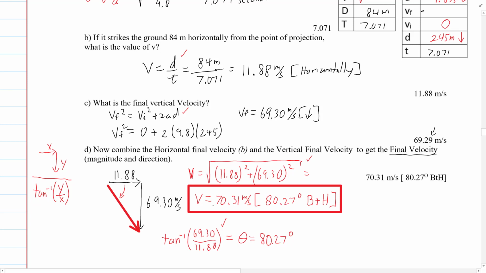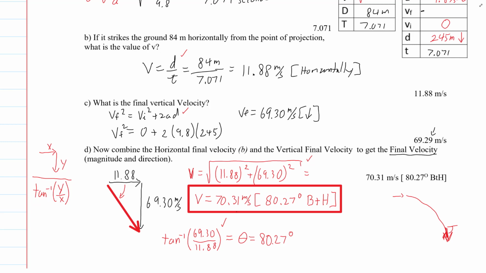So it's traveling at 70.31 meters per second, and the angle is 80.27. So perhaps you launched an arrow, and it goes down, and when it hits the ground, boom. The angle that it hits the ground at is 80.27 degrees. So you measure the angle there, and boom, it's 80.27 degrees. And how fast was it traveling when it hit the ground? 70.31. Anyways, thank you very much. That's a wonderful 16 minutes that you've survived.